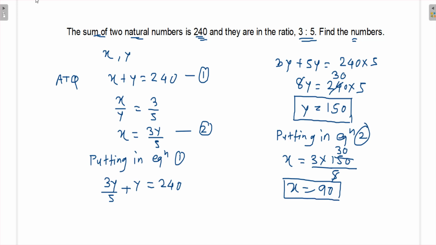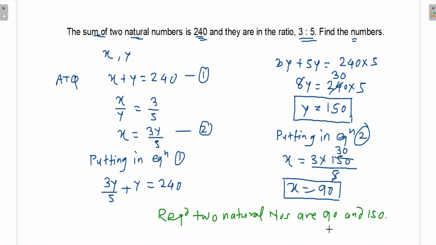So at the end, please write the answer. Do not forget to write the answer, because the answer too has got the marks weightage, and that is of the half mark. So here the required 2 natural numbers are 90 and 150.